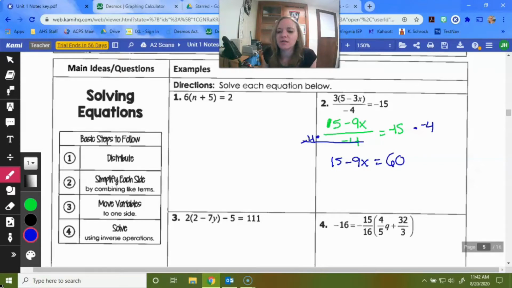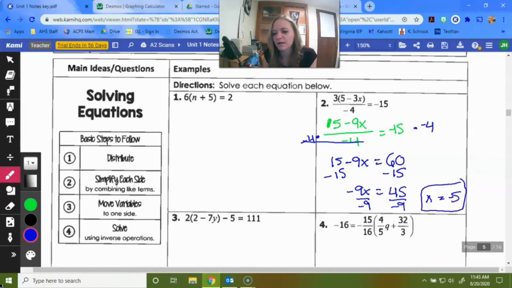Okay, and then here next we want to subtract our 15 to the other side. Whatever's with the x, that's the neighbor, we take care of him last. And then we have -9x carry down, and then this is 45 divided by -9, and x is equal to -5, which is what it's supposed to be. Alright, good. So, you can do a couple ways, but follow these steps in general and you should be okay. Let's go down to, well, look at number 4.